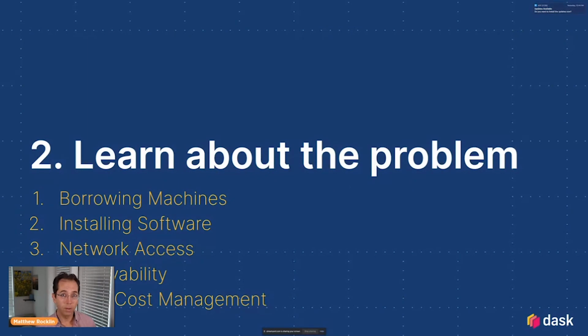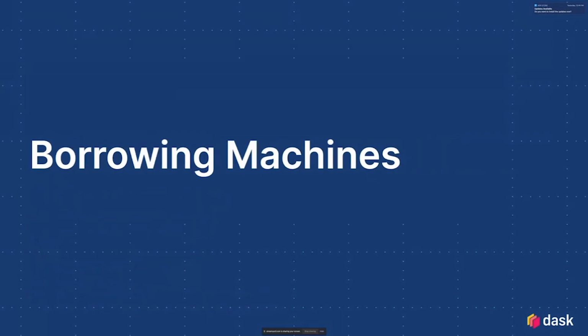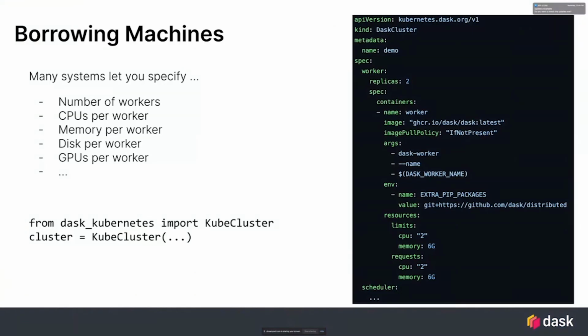So what kind of problems are we looking at? What's the bottom of that iceberg? We'll talk about borrowing machines, installing software, connecting to those machines securely, observability, and user and cost management. I'm going to go through these things as quickly as I can, so we have some time for questions at the end. So, borrowing machines.